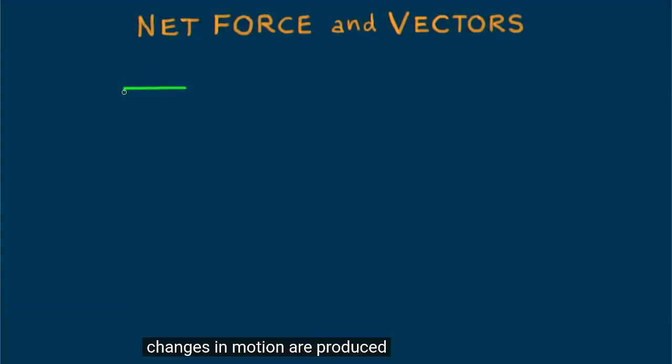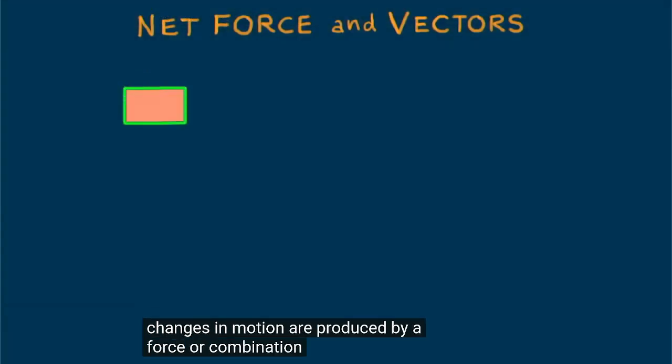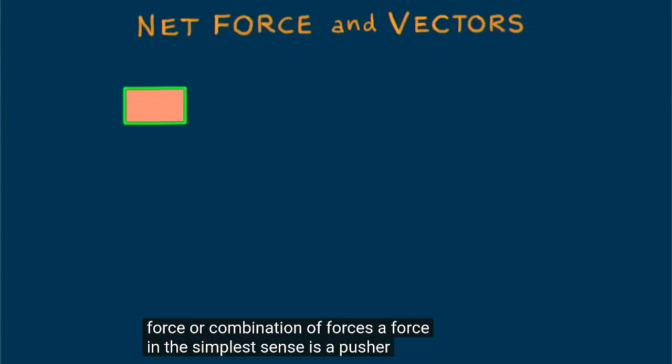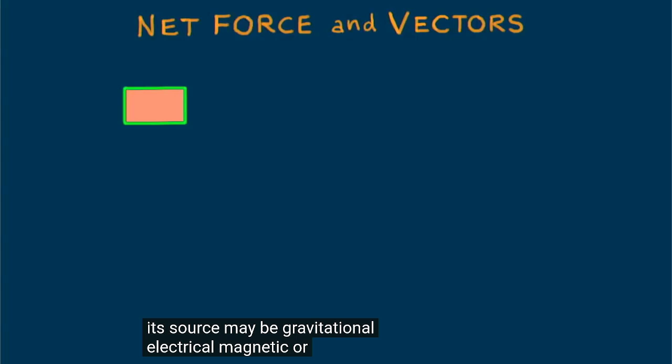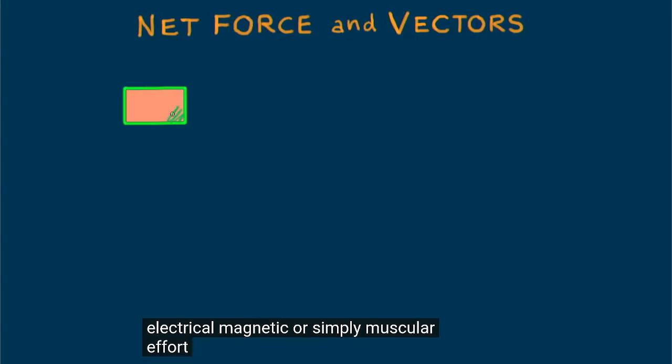Changes in motion are produced by a force or combination of forces. A force, in the simplest sense, is a push or a pull. Its source may be gravitational, electrical, magnetic, or simply muscular effort.